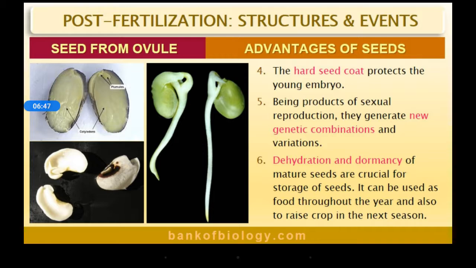And dehydration and dormancy of mature seeds are crucial for storage of seeds. They can be used as food throughout the year and also to raise a crop in the next season. That means the seed goes into a dehydrated, dormant, inactive stage, which is very beneficial. Some of it we use as food, and the farmers keep the seeds of this season, which they later use for the next season. So dehydration and dormancy of mature seeds helps farmers to store these seeds.